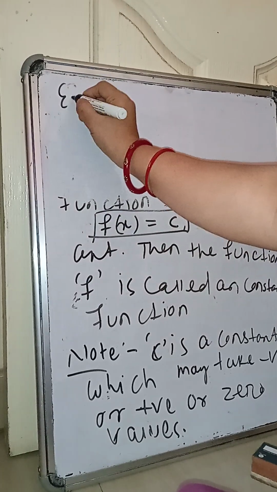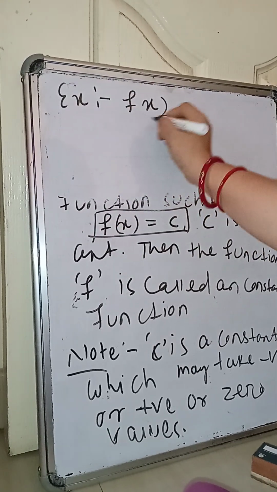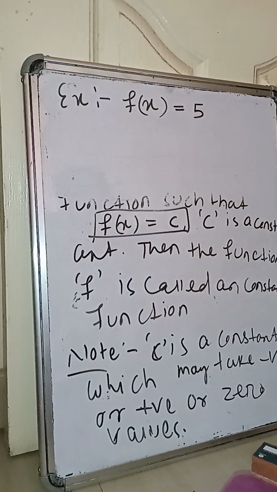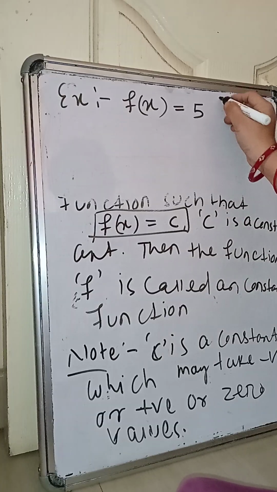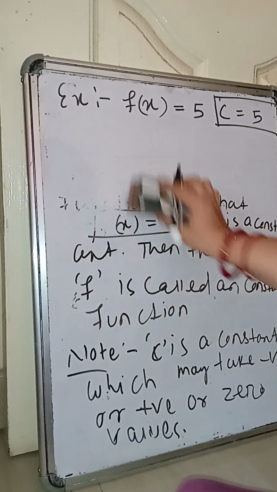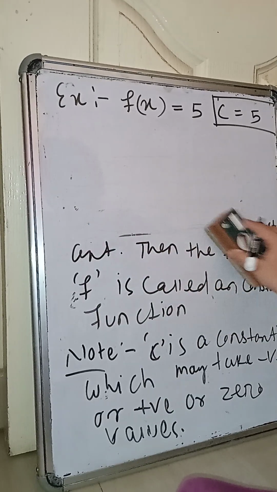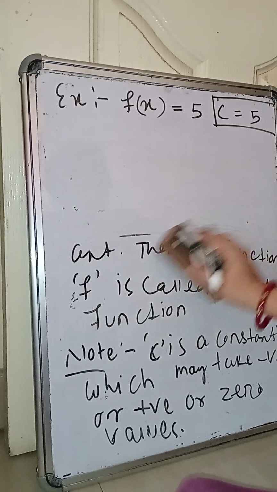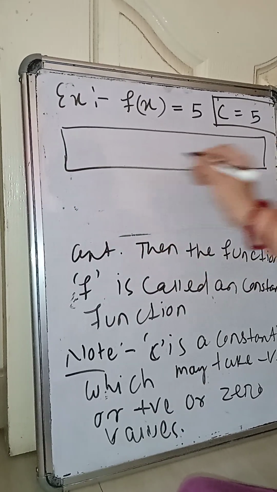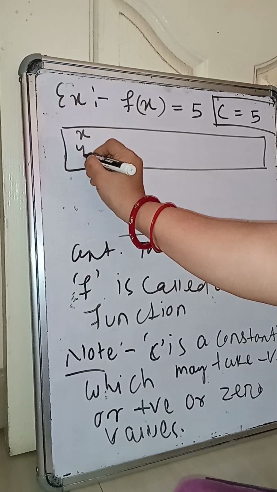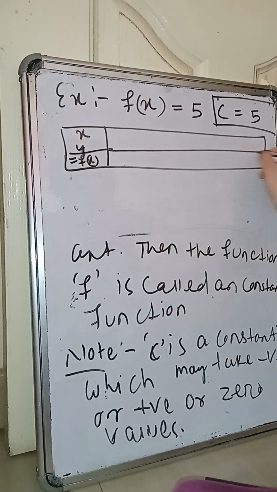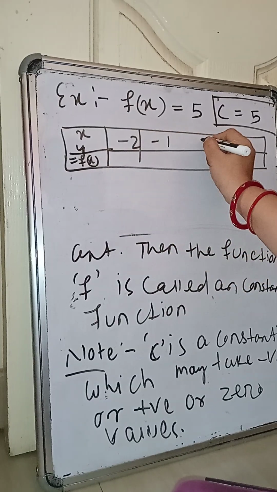Suppose f of x is a function taking the value 5, say f of x equal to 5. So in this case, c is 5, which is a positive number. Then if you are finding the graph, what will it be? As before, we are taking a table. Here the value of x, here the value of y, which is equal to f of x, and suppose x is -2, -1, 0, 1, 2.